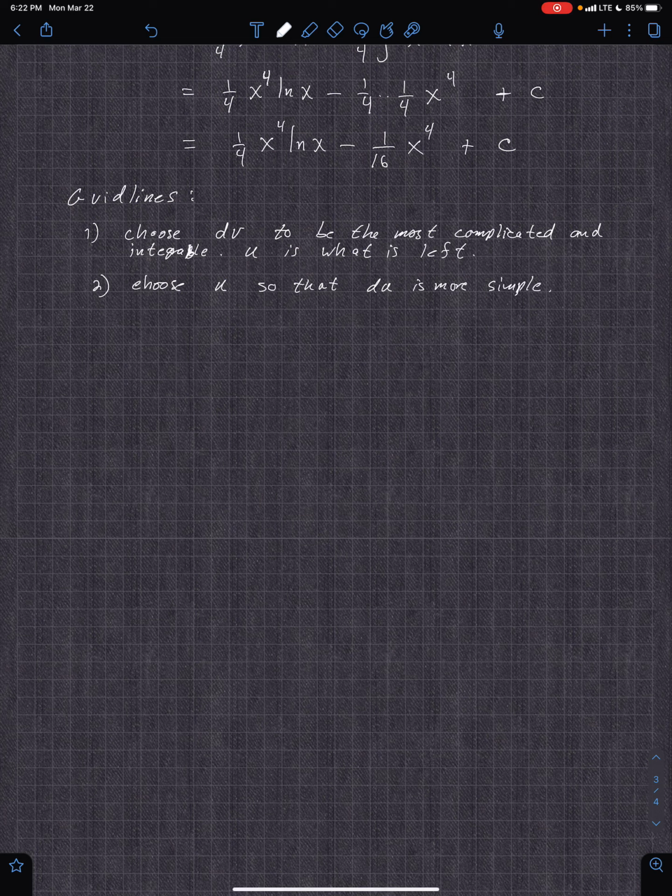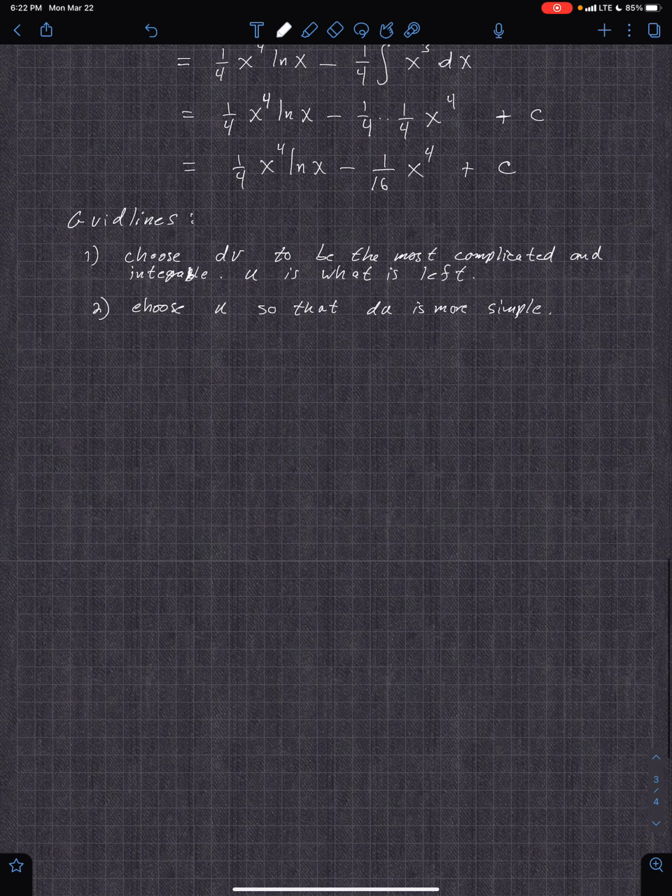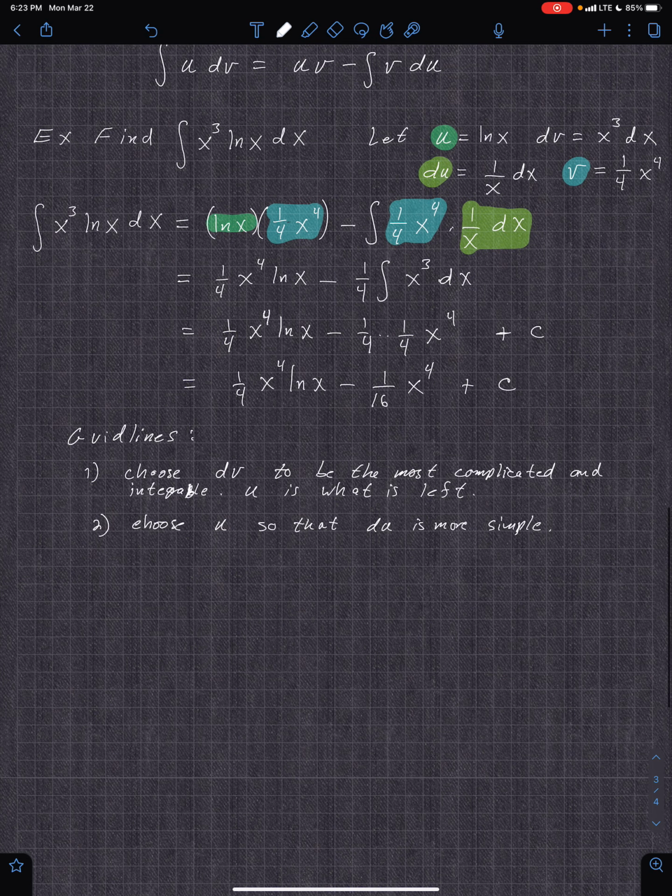Now, in practice, you don't have to choose the right one right away. When you do this, you've got to be able to integrate your choice of dv. Whatever dv is, make sure you can integrate it. If you can't integrate it, then you've got to choose something else. Then the whole idea is once you put it into the right form, that second integral you can integrate. So that's what you're after.